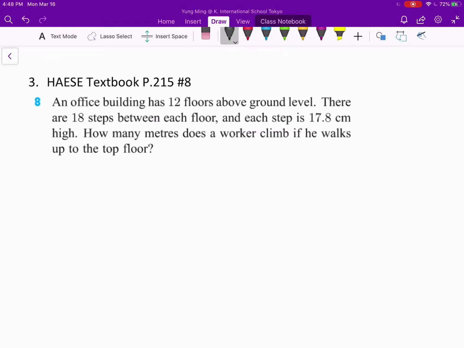Now, last example of the day. Let's read through this question. Pause the video if you like, and whenever you're ready, we'll go over it together. So here we go. An office building has 12 floors. Each floor has 18 steps. Each step has 17.8. It's like a chain question over here.